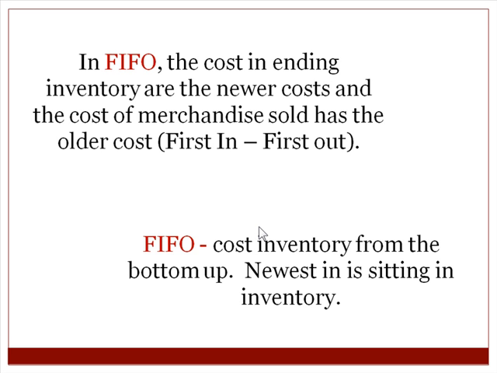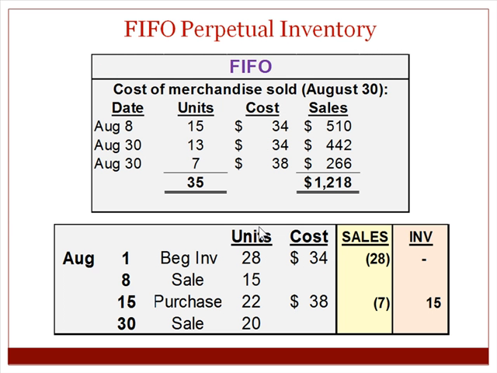In FIFO, the cost in ending inventory is the newer cost, and the cost of merchandise sold has the older cost. First in, first out. FIFO, another way to look at it, is the cost of inventory from the bottom up. Newest is sitting in the inventory. So just a couple of ways for you to think about this. Under the FIFO perpetual inventory system, you're going to have your cost of merchandise sold on these dates. I'm trying to show you here that if you had a beginning inventory, and then you had a sale, and then you had a purchase, and then you had a sale, you would at the end have sold 35 units. Okay? So you have to figure out where they come from.